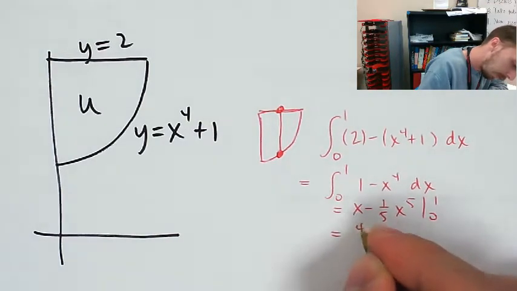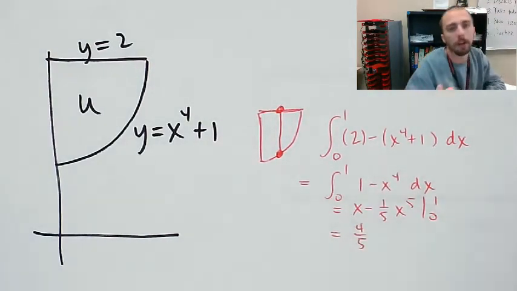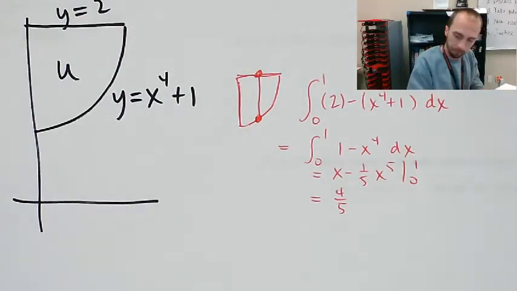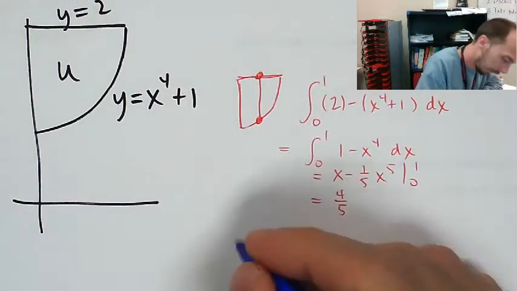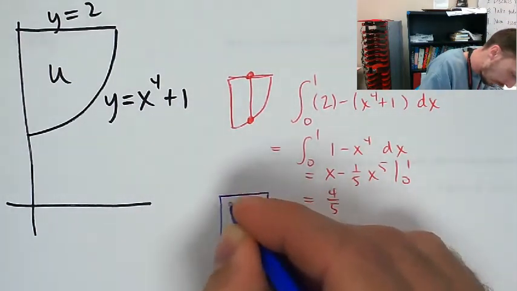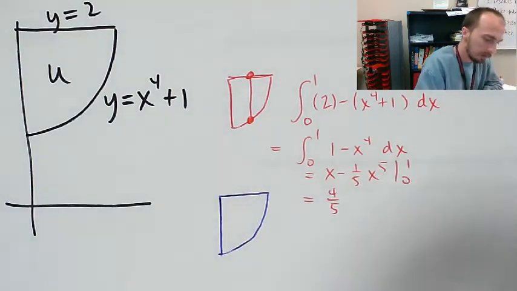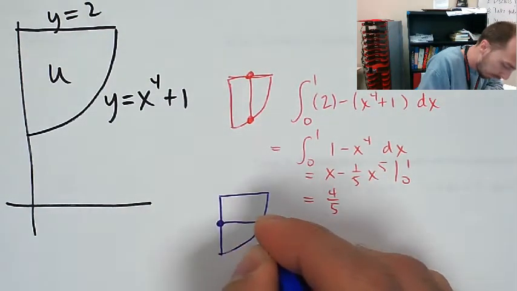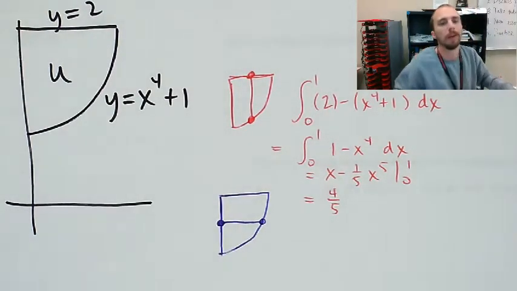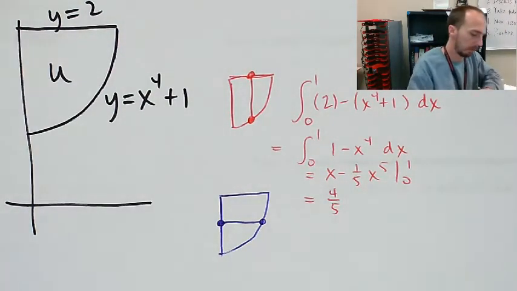So 1 minus a fifth is 4/5. Plug in 0, that's all I got. Okay, it's 4/5. Cool. Okay, I can also do this in y. And then my representative rectangle will sit sideways. And okay, if this is y equals x to the 4 plus 1, I'm going to need to solve for x. Okay, so I'm going to just do that right now.